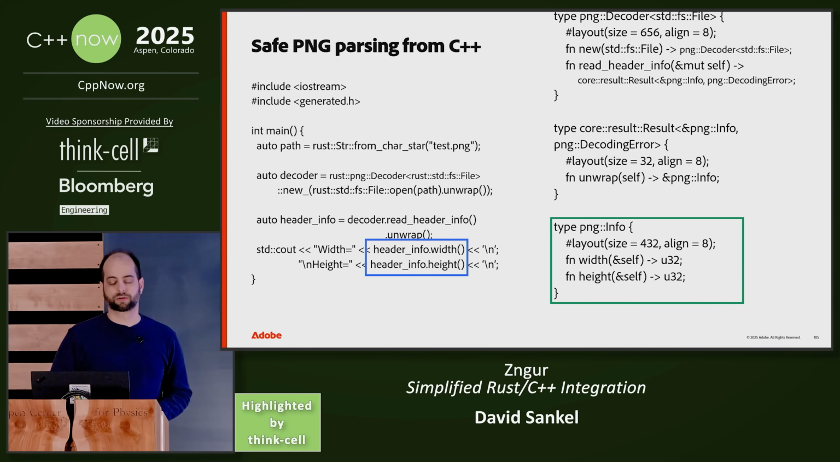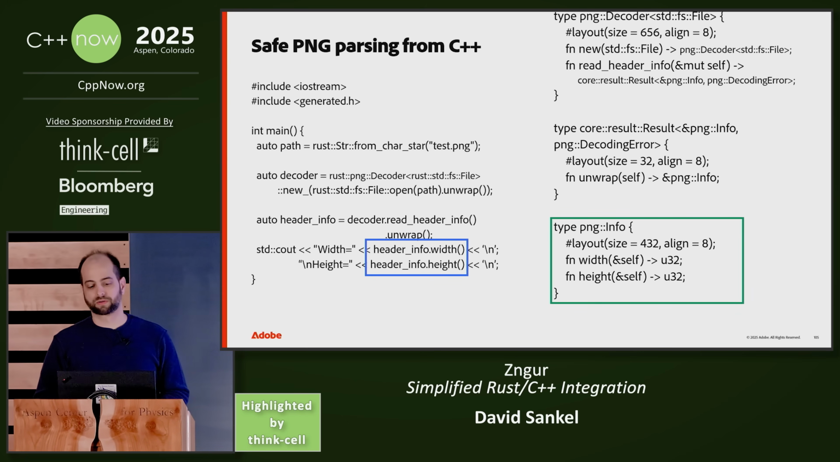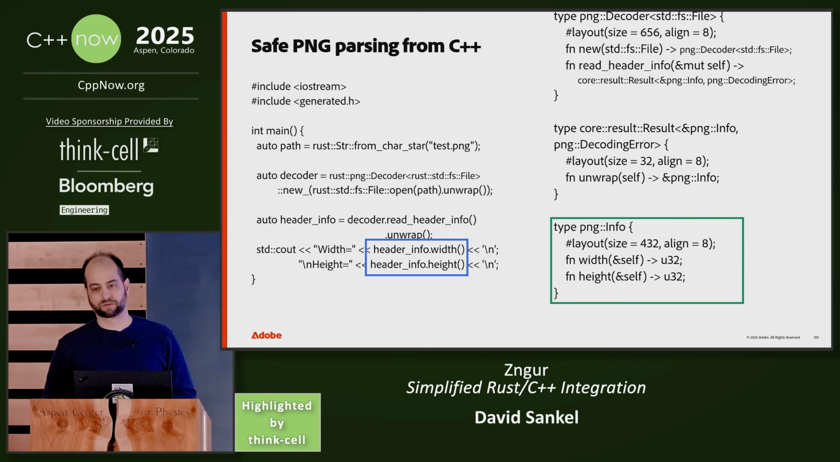Since you've got the width and height access highlighted, I think the problem with exposing fields directly to C++ is that you would have to know how to generate C++ layout for the struct that matches Rust, and C++ layout rules are compiler specific, platform specific, target specific.